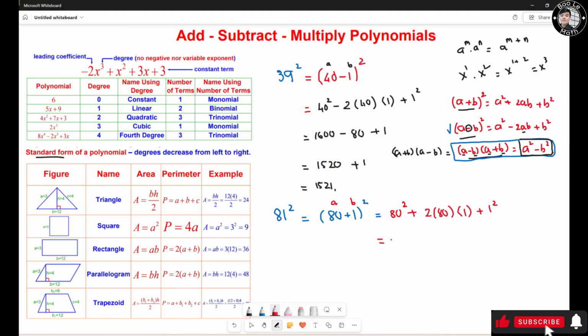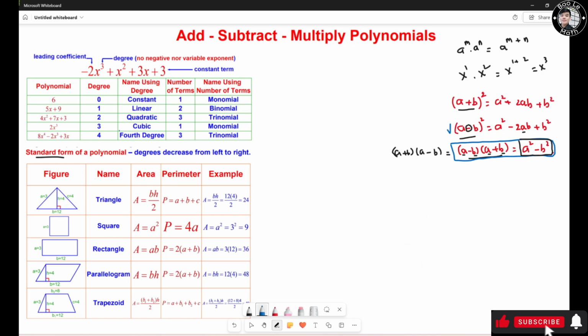So 80 squared is going to be 6400, plus 2 times 80, 160, right? Plus 1. Now 6400 plus 160 is going to be 6560, right? Plus 1. It's going to be 6561. This is the answer, right?